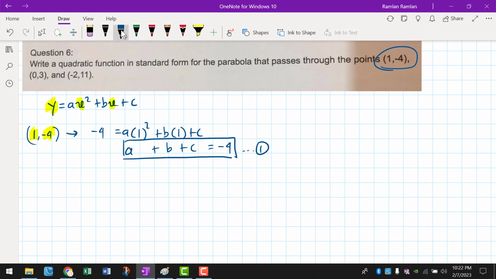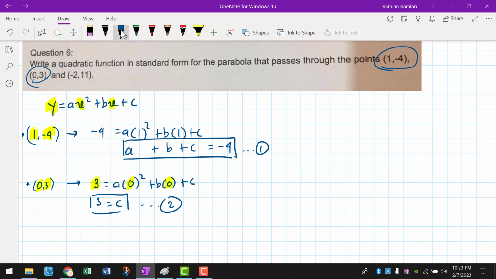Okay, let's plug in the second point, which is 0, comma 3. Do the same thing again. There will be 3 equals a times 0 squared plus b times 0 plus c. So again, all you need to do is plug in the 3 as the y, and this 0 as the x. Now that means 0 plus 0 plus c is just equals to c. So now we have the value of c. Let's name that equation number 2.